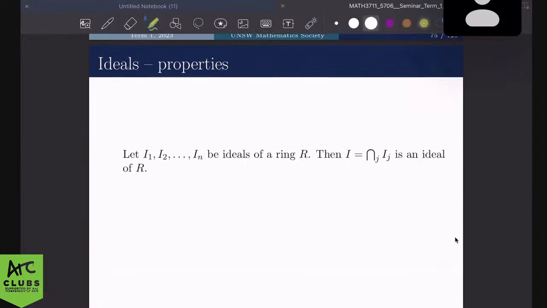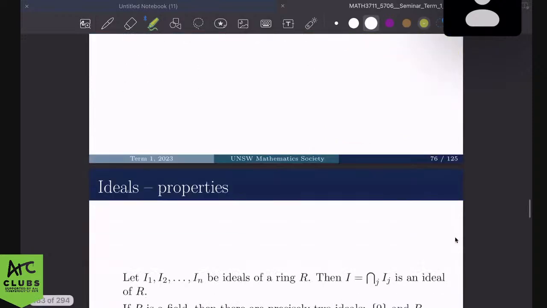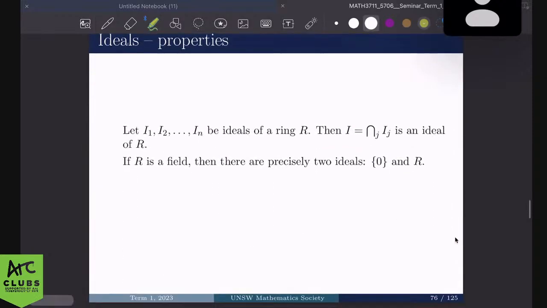If you've got ideals of a ring, then the intersection of those ideals is also an ideal. If you've got a field, there are only two ideals, which are 0 and R. And if you think about it, it's because of what we said with generation. The main thing with fields is you have inverses. If you have any non-zero element in a field, the ideal generated by it also needs to have an inverse.